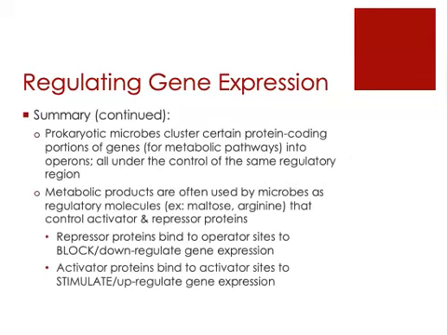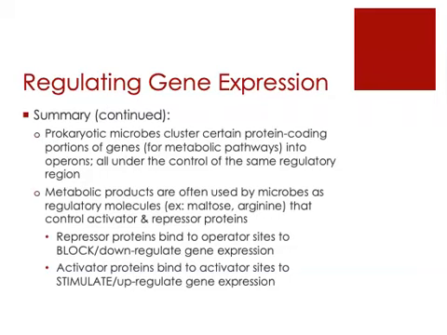Remember that unlike eukaryotes, prokaryotic organisms have some genes that are called operons. They cluster certain protein coding portions of genes together into a single gene under the control of one regulatory region. These genes are related to each other. They're going to produce proteins that are related to each other. For example, they're often enzymes that are involved in the same metabolic pathway.